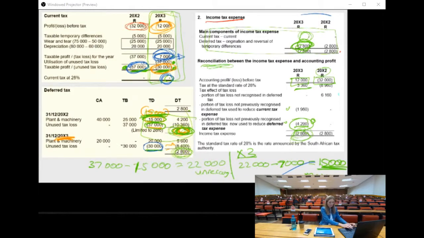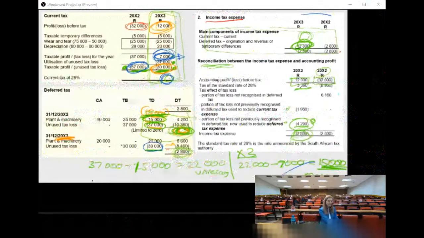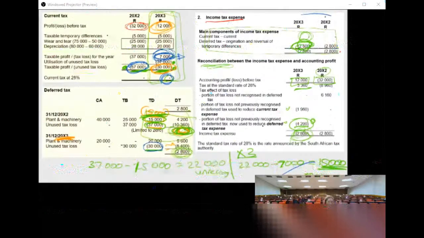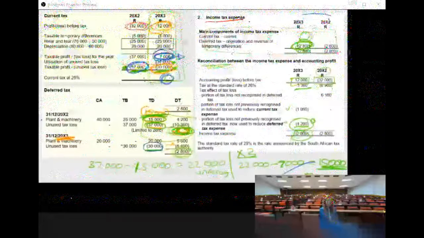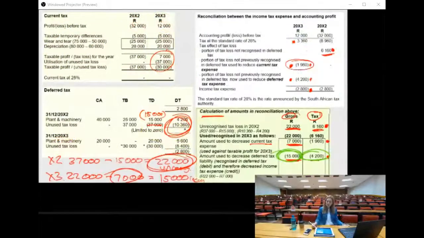Previously unrecognized. Another way to think about it is the 6160 amount previously unrecognized but now fully recognized, minus the 1960 portion of the 6160 used to reduce it. Yes, exactly. That's what this calc shows us over here.